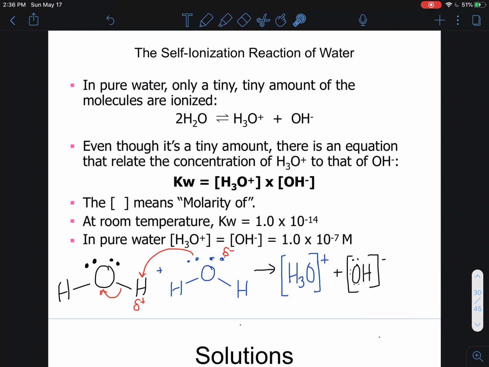So in pure water, the concentration of H3O plus is equal to the concentration of OH minus, which is equal to 1.0 times 10 to the negative 7 molarity. All right, that's a very, very small amount.